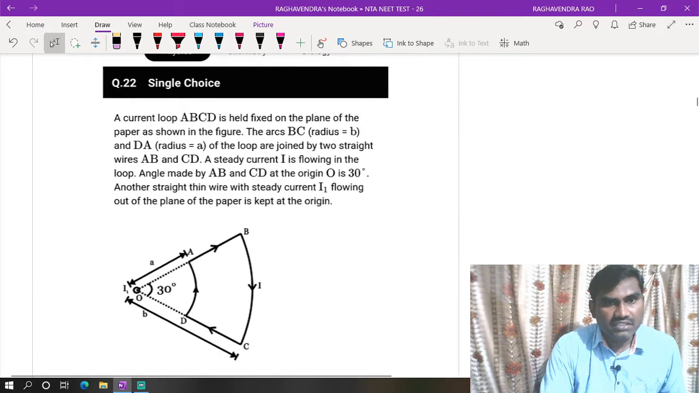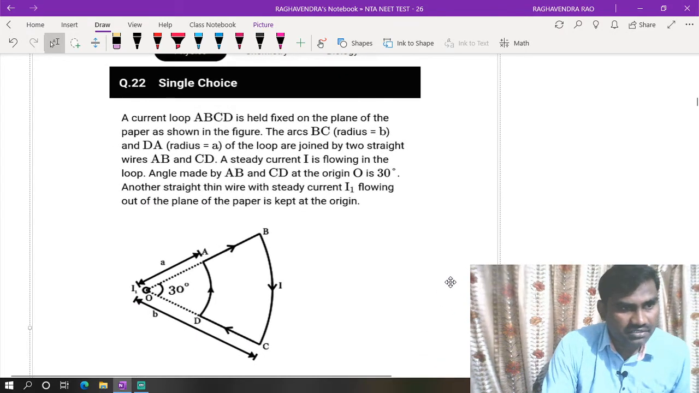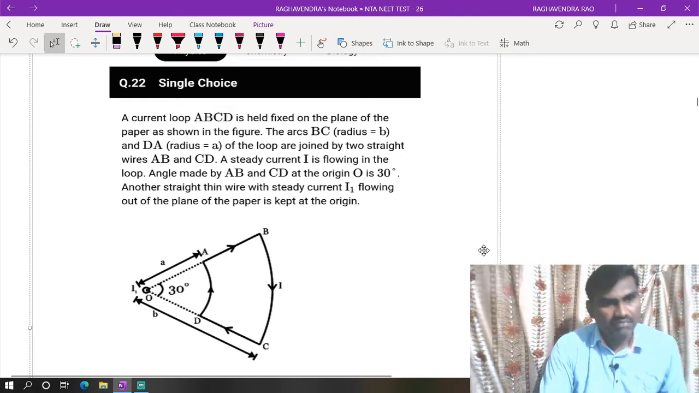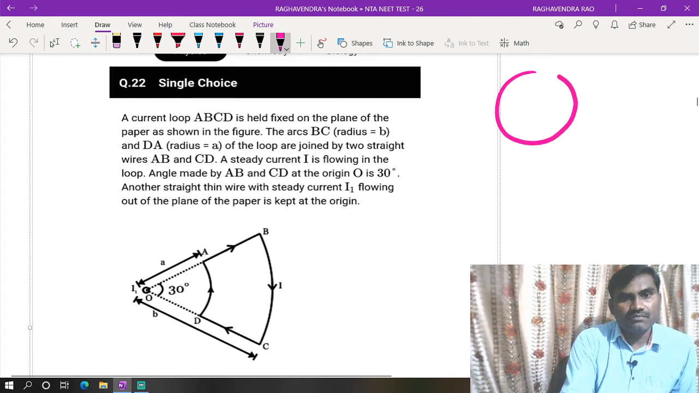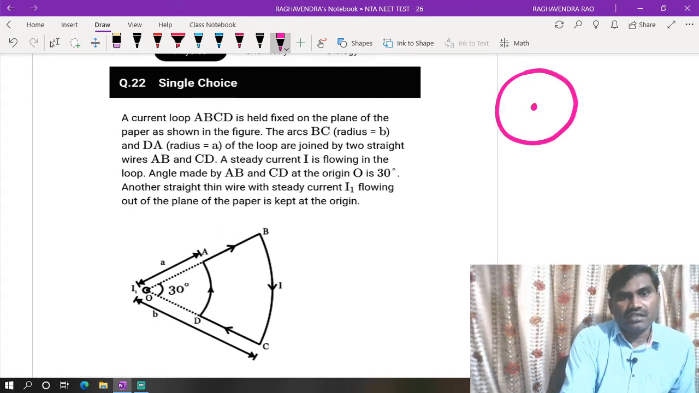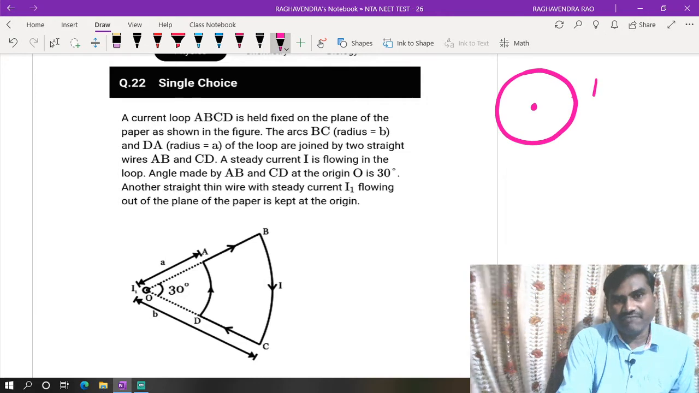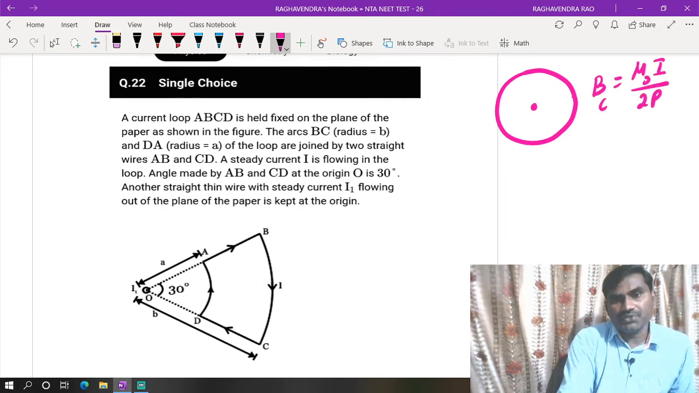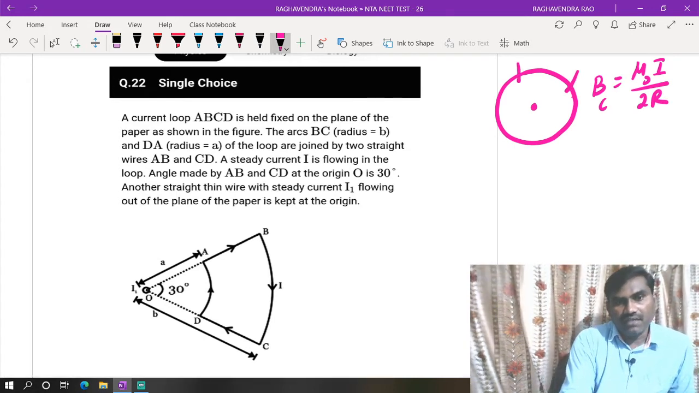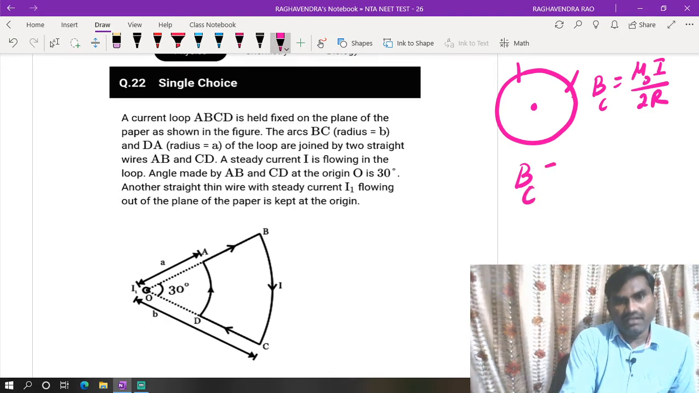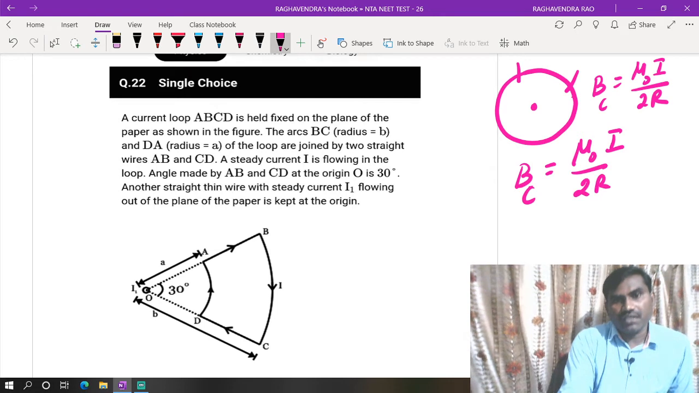Okay. So this is a very important application from the chapter of moving charges and magnetism. In the case of a complete circle, due to this complete circular coil, the magnetic field at the center we can take as mu naught I by 2R. So because of a small part of the circle, B at the center due to the arc will be equal to mu naught I by 2R into theta by 2 pi.